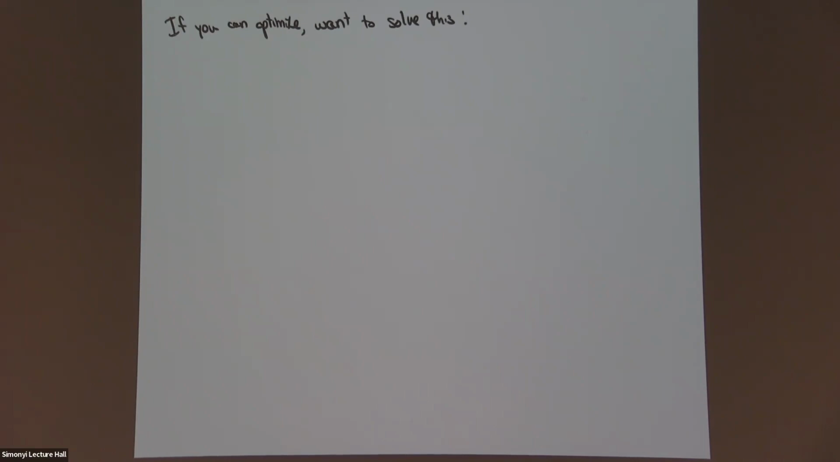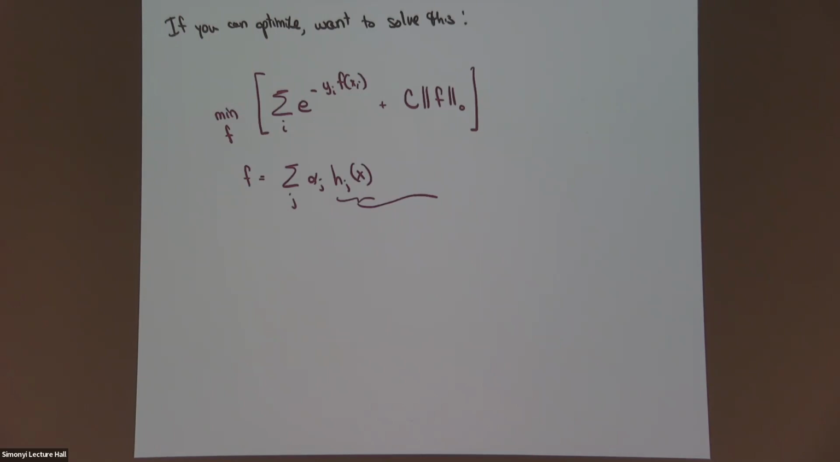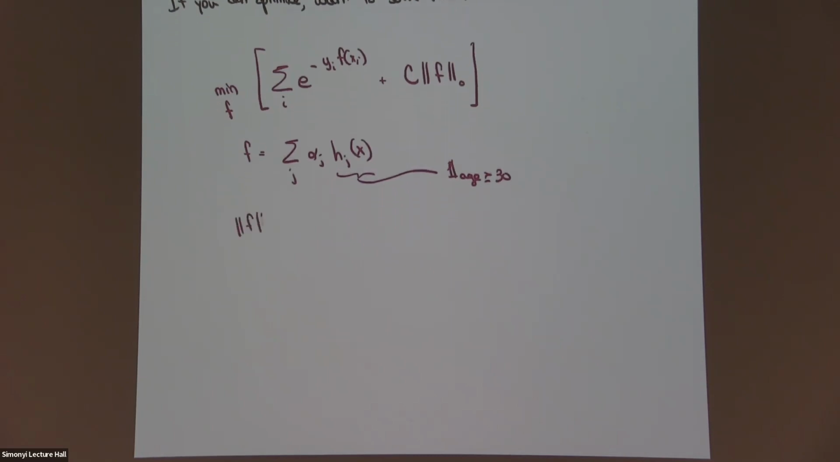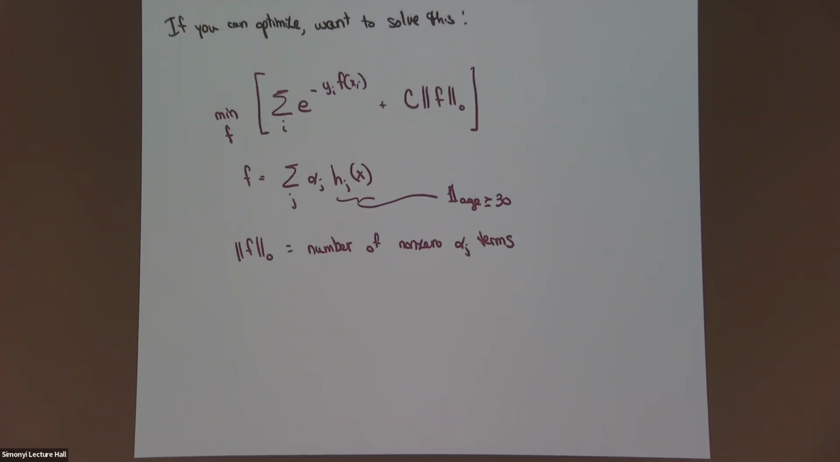That's min over all functions f, sum over i, e to the negative y_i f of x_i, plus, and then we'll put a constant here. This is a regularization parameter. I haven't defined this norm yet, but you can probably figure out what it is. Okay, but let me first define f. So f is a linear combination of the h_j's. And again, one of these h_j's is like 1 if age is greater than or equal to 30, something like that. And then this 0 semi-norm is the number of non-zero alpha_j terms. Okay, so this is actually the problem you want to solve.